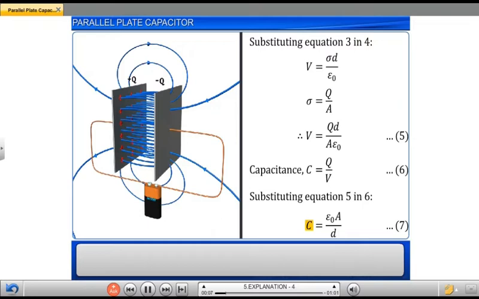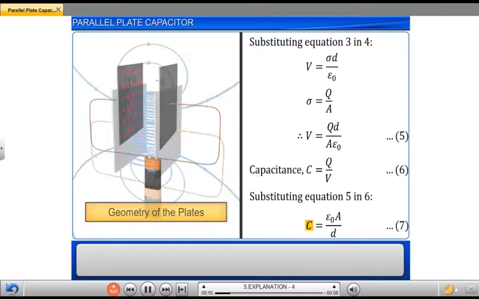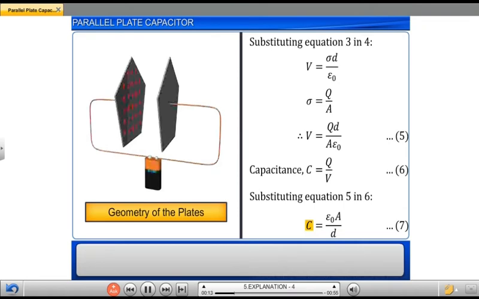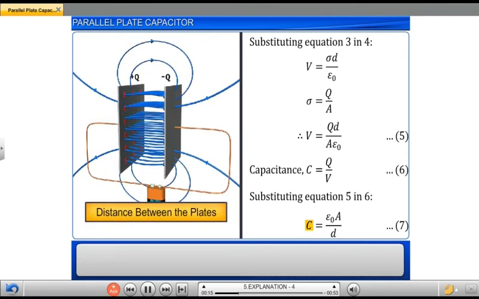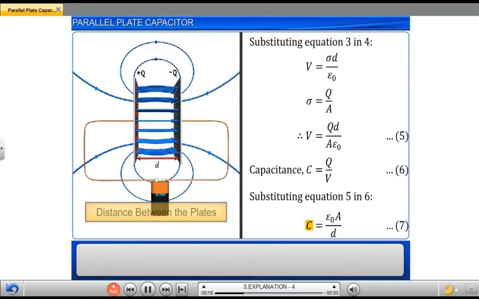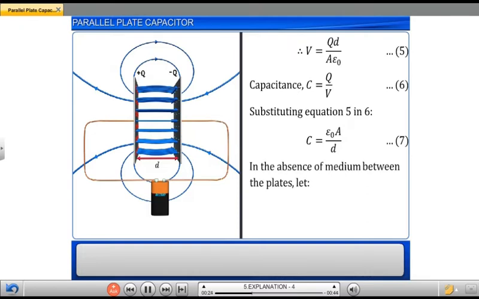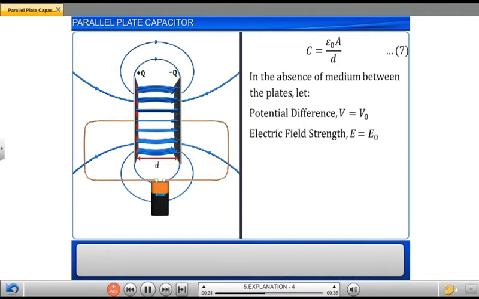We know that the capacitance of a capacitor not only depends on the geometry of the plates, the distance between the plates, but also depends on the dielectric medium between the plates. When there is no medium between the plates, let the potential difference between the plates be V naught, the electric field strength be E naught, and let its capacitance be C naught. We know that the capacitance C naught is equal to Q by V naught. Let this be equation 8.